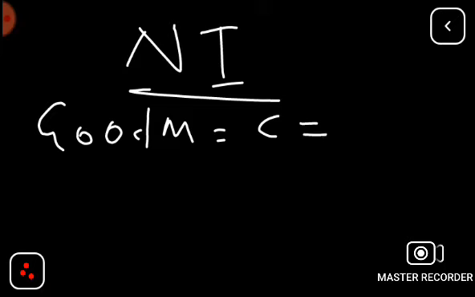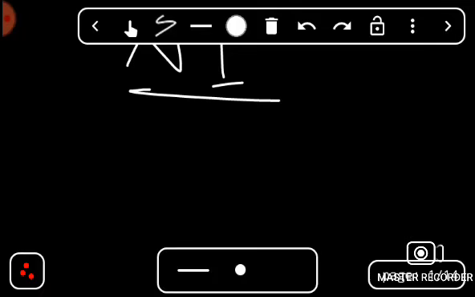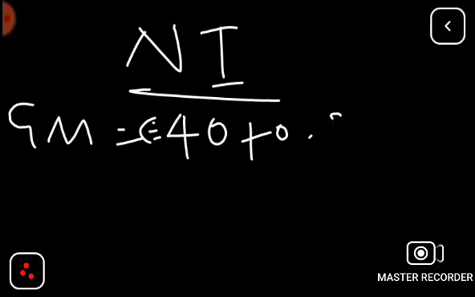So in this question, they've talked about a goods market. I'll just write GM because of space. In a goods market, they are saying our consumption is equal to 40 plus 0.8 YD. Remember, YD means disposable income.